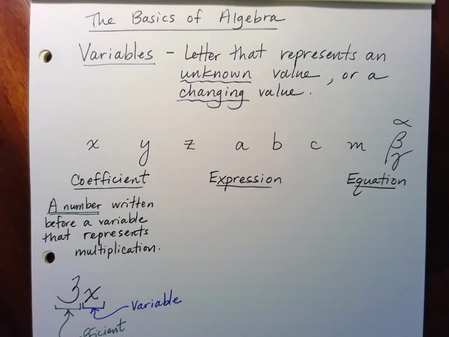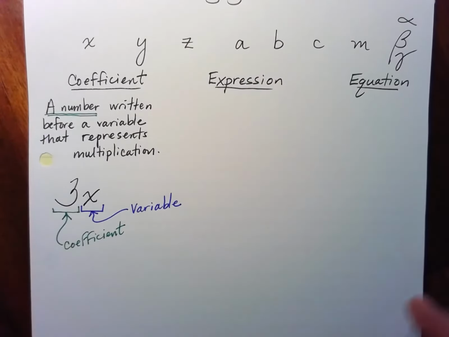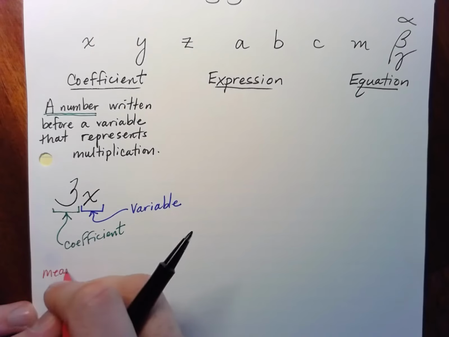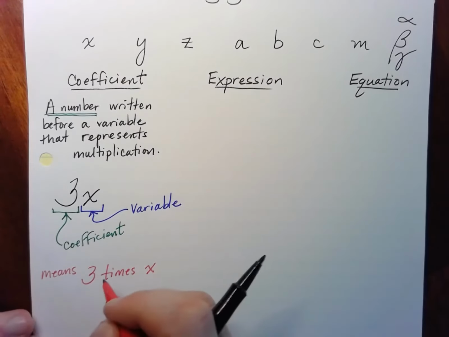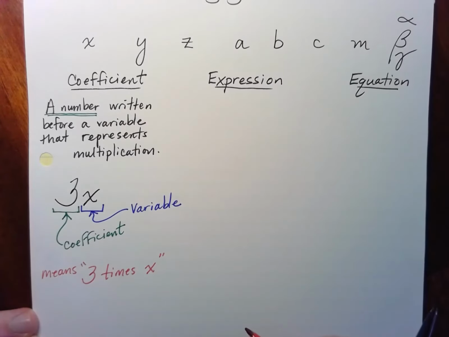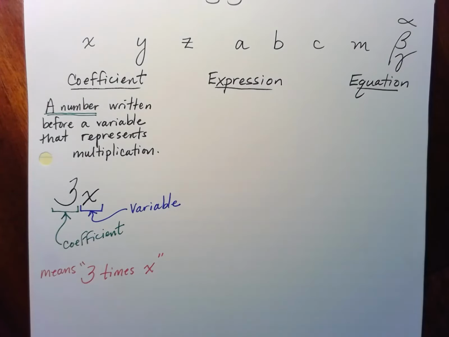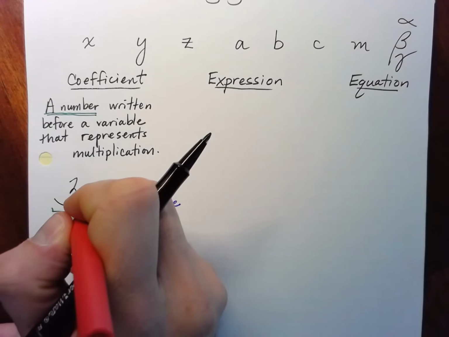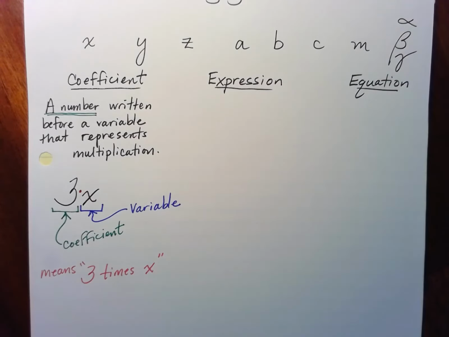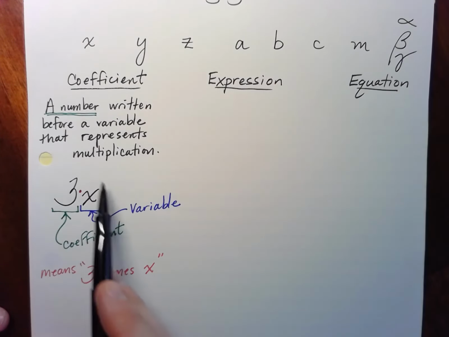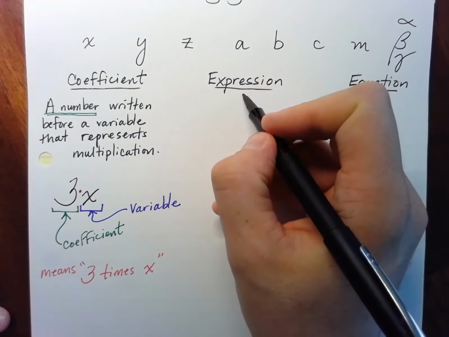But what 3x means, so what 3x means is that we are taking 3 times x. So this means 3 times x. This is what this actually means. Okay? 3 times x. So you can imagine that there is a little tiny dot right there to tell you to multiply.